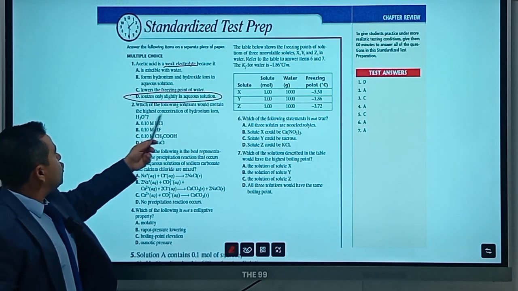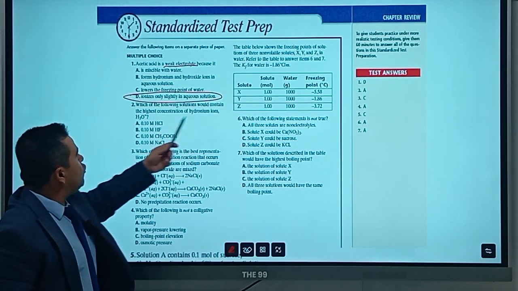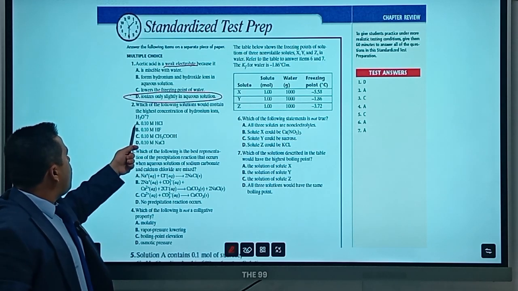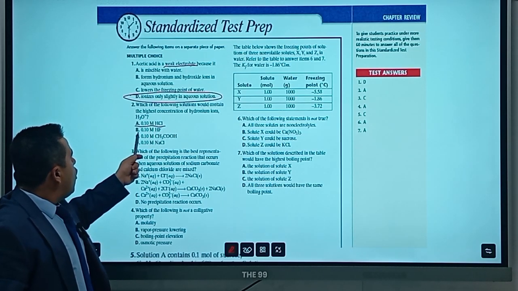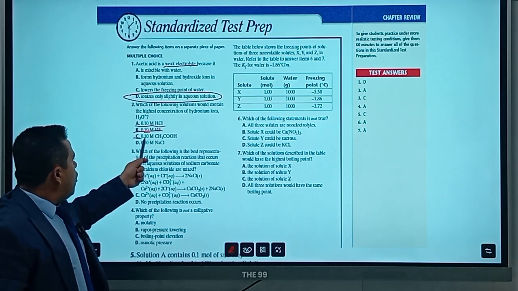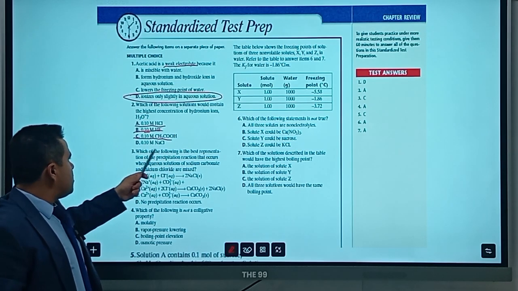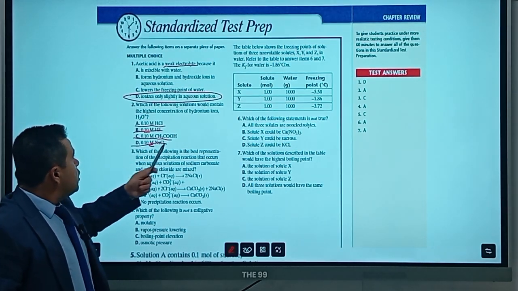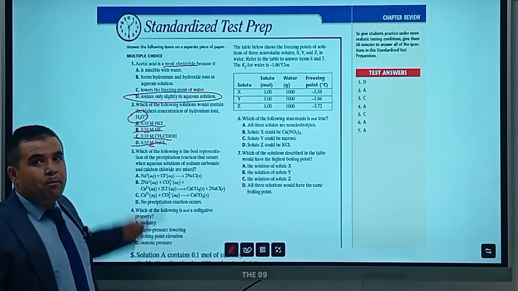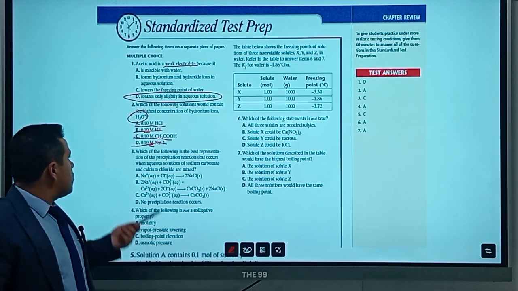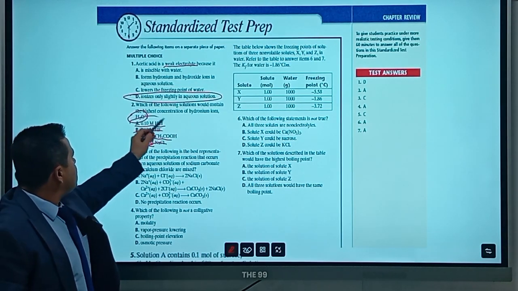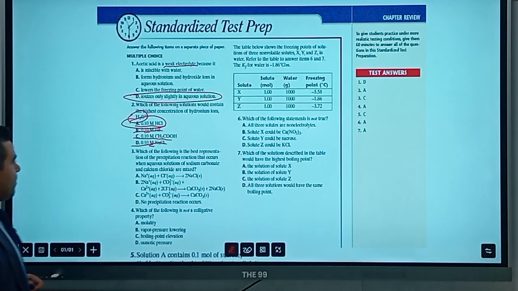Which of the following solutions would contain the highest concentration of hydronium ions in solution? 0.10 molarity HCl, 0.10 HF, 0.10 molarity CH3COOH, or NaCl. So the highest concentration of hydronium must come from the strongest acid. So which one is the strongest acid? Of course, A is the strong acid.